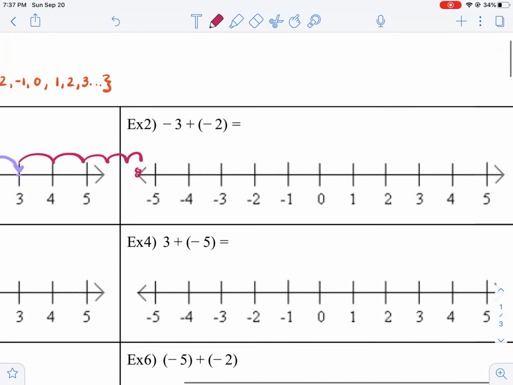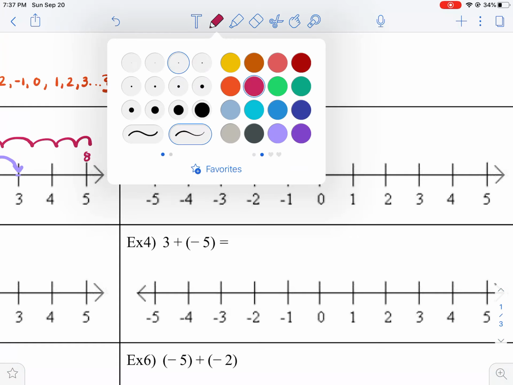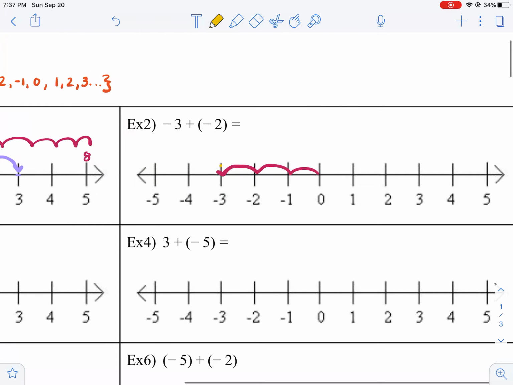Now, for number 2, I do the same exact process, but I am using negatives instead. So I start at 0, I go to -3. So 1, 2, 3. Okay? I'm at -3. And I'm going to add -2. So that means I am going to the left 2 more. 1, 2. So my answer is -5.